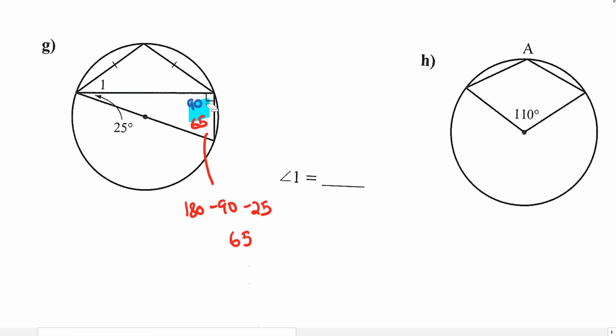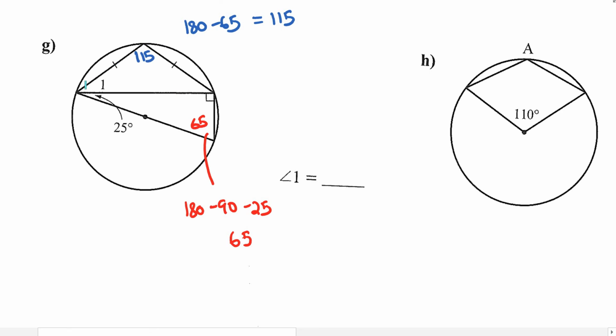Then let's erase the colors here. And then we know that the opposite angles in a quadrilateral add up to 180. So if I want to find that, that's going to be 180 minus 65. So 180 minus 65, that gives you 115 degrees. Okay, so let me just label this as 115 degrees.